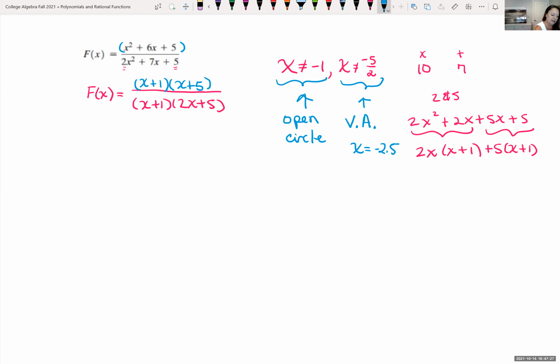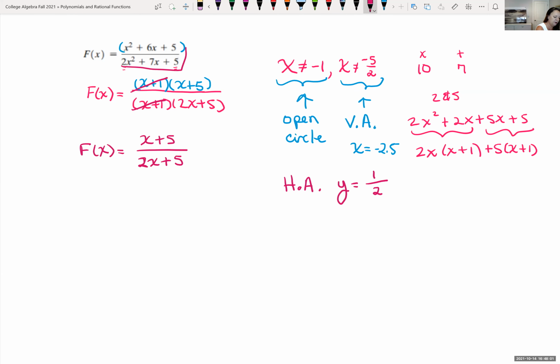Notice that we can cancel, we can simplify these x plus 1s. So let's look at the horizontal asymptote. The degree of the numerator is 1, degree of the denominator is 1. The degrees are the same. So I'm looking at the leading coefficient on the top, which is 1, all divided by the leading coefficient on the bottom, which is 2, which is the same thing we would have gotten if we left it in the original form and hadn't factored and canceled.